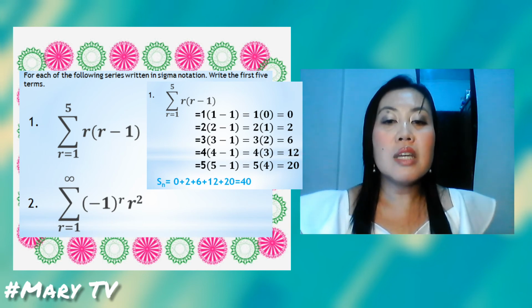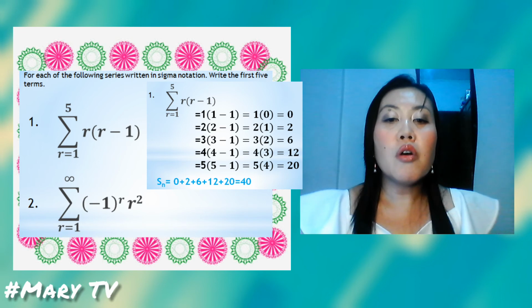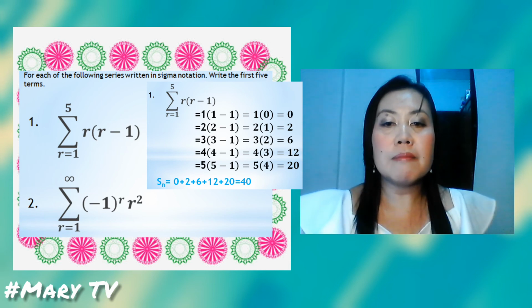When r is equal to 4, 4 times 4 minus 1, which is 4 times 3, is 12. When r is equal to 5, 5 times 5 minus 1, which is 5 times 4, is equal to 20. The sum is 0 plus 2 plus 6 plus 12 plus 20, which is equal to 40.